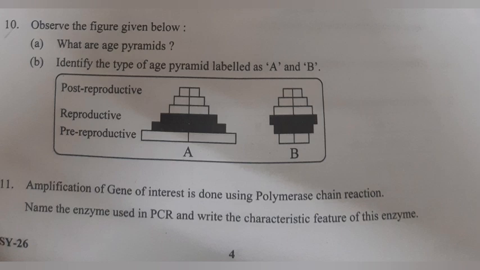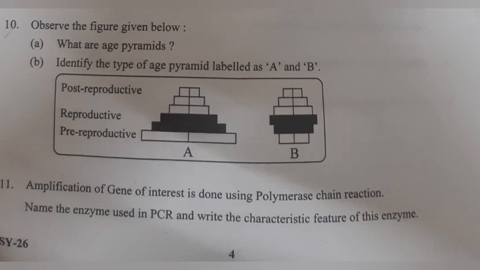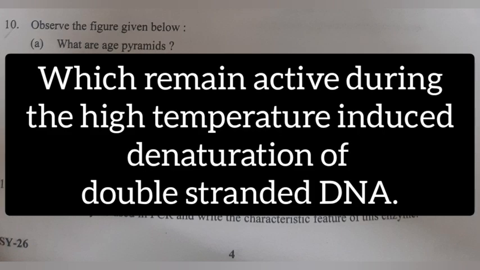11. Amplification of gene of interest is done using polymerase chain reaction. Name the enzyme used in PCR and write the characteristic feature of this enzyme. Answer the enzyme used in PCR is Taq DNA polymerase. The characteristic feature of this enzyme is it remains active during the high temperature induced denaturation of double-stranded DNA.